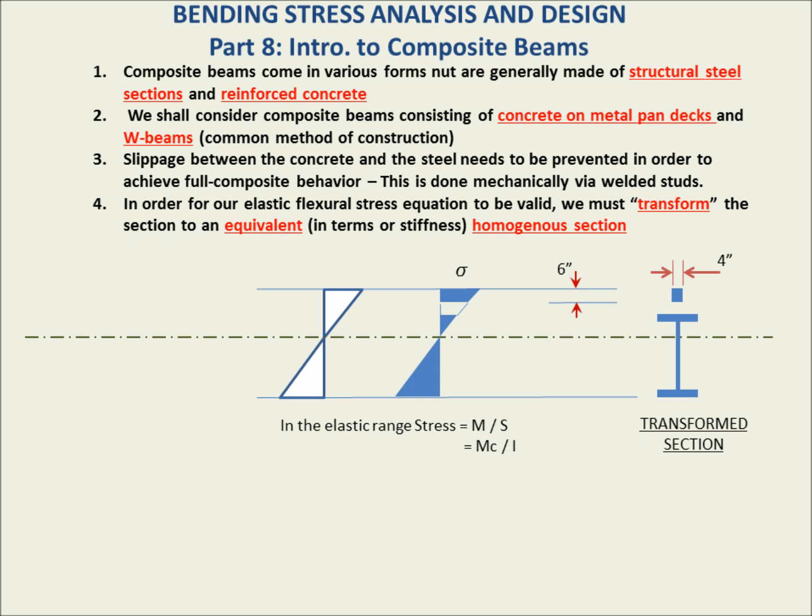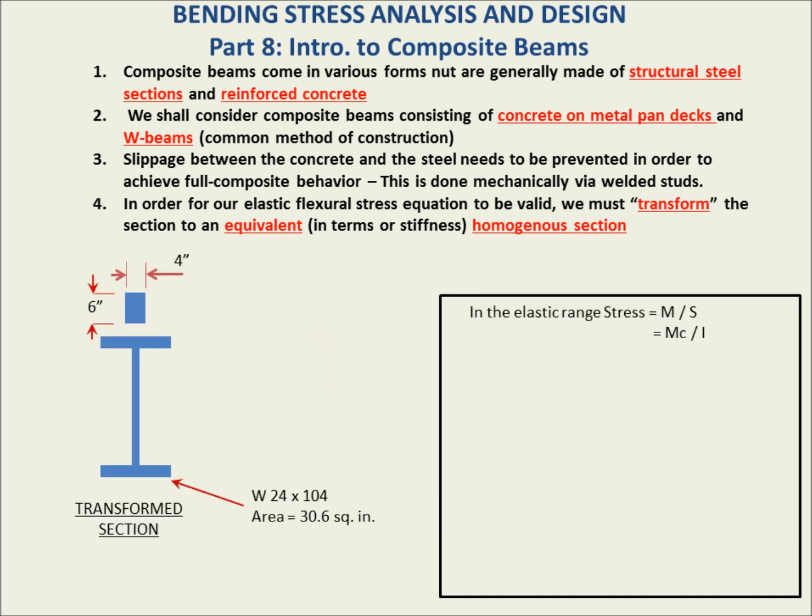There is a relationship of 9 times between the stiffness of steel and the stiffness of concrete. We reduce the area of the concrete to an equivalent amount of steel. The stresses go up, but the strain remains the same. Now we have a homogeneous material for which our flexural stress equation is valid.